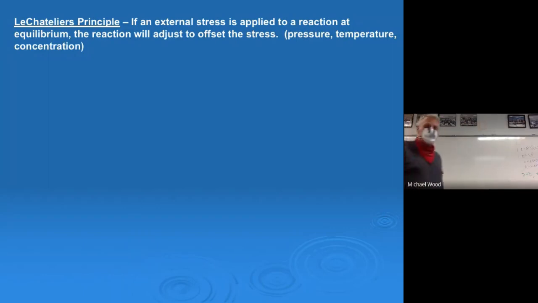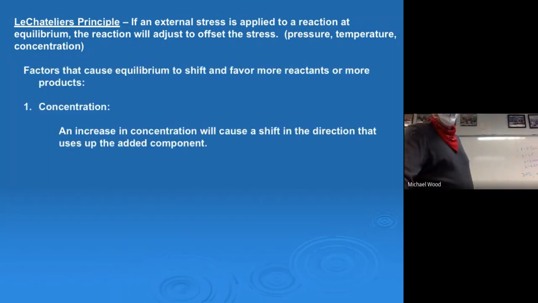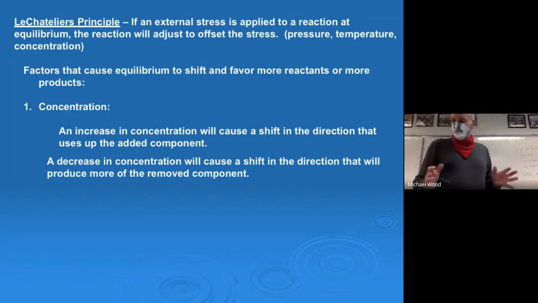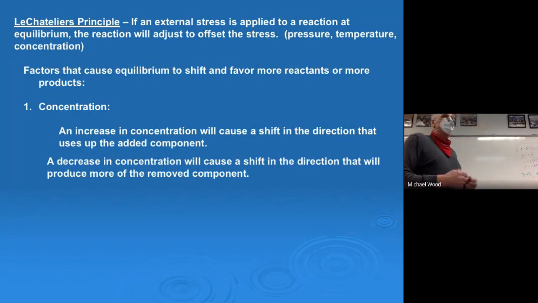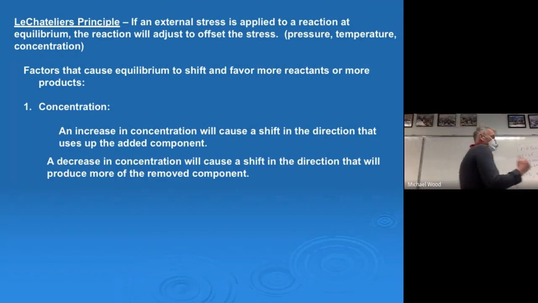The system is at equilibrium and it's moving along and everything is fine, and then something changes. The changes we're going to talk about are changes in concentration on this slide, pressure or volume, which I'm going to lump together, and then temperature, which I might get to today, but if not, I will definitely get to it tomorrow. What we're going to have to do is predict which direction the reaction will go. This is like Q without numbers. We're going to predict, is this reaction going to go right, left, or no change?